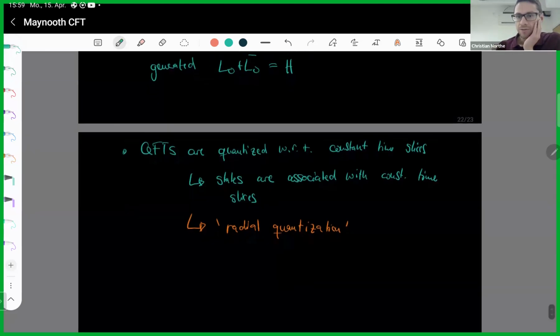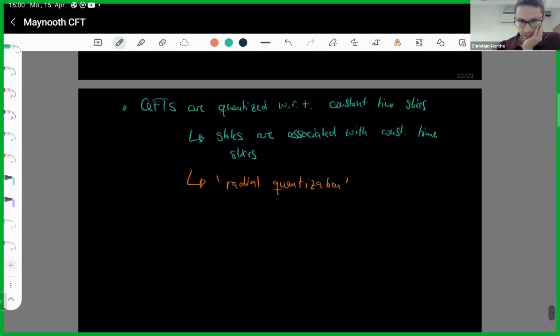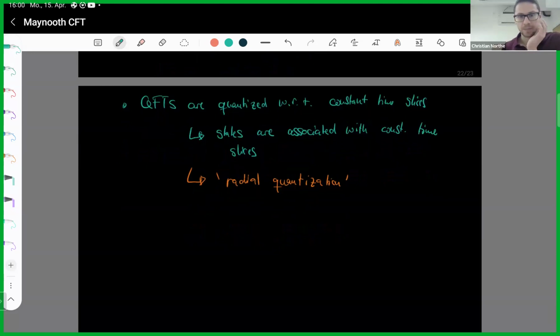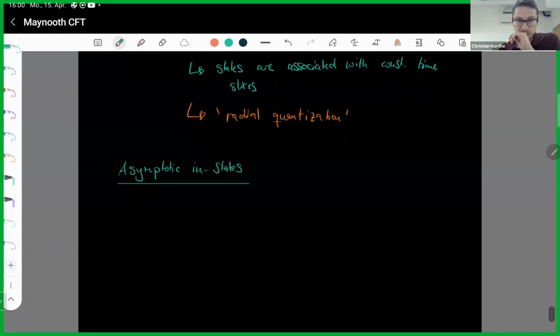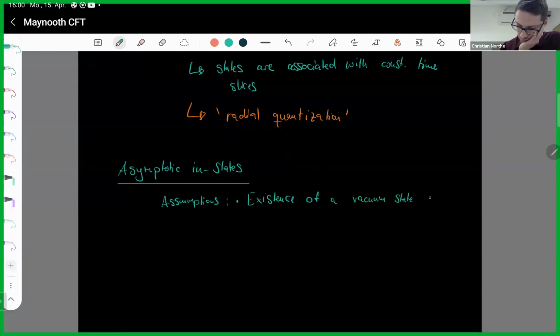So now that I've hinted already at states and so on, let's talk about states. Let's talk about asymptotic in states. So there are going to be some assumptions. The first one is existence of vacuum state, in the sense that we do it in free field theories where you have, say, a Fock space and there is no momentum mode acting on this ground state. So it's the state of zero momentum, or whatever quantum number you have in mind.